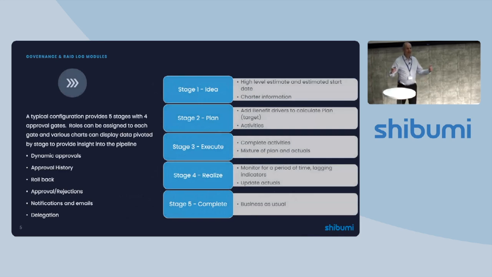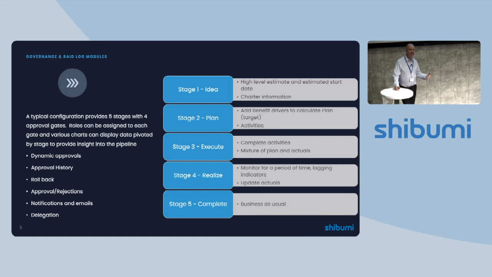Our standard out-of-the-box app and module consists of these 5 stages. Things start off as an idea, as we've talked about. That might be just a high-level estimate, for example, with some basic charter information, who might be the business sponsor and things like that. Once you go through a gate to approve that idea, that might be approved by somebody like the head of transformation. I think we heard some of those examples yesterday, how people are approving ideas.